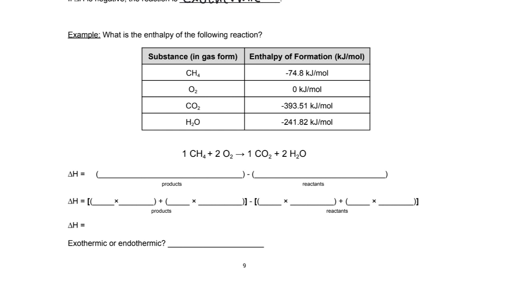Now, hopefully by now you all know what products and reactants are, but just in case you don't, over here on the left, we've got the reactants. These are the things that are going to react together. And then we've also got the products on this side. These are the things that are created in our reaction. So we've got a reactants side and we've got a products side.